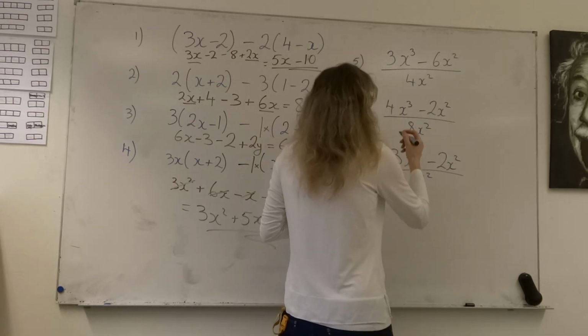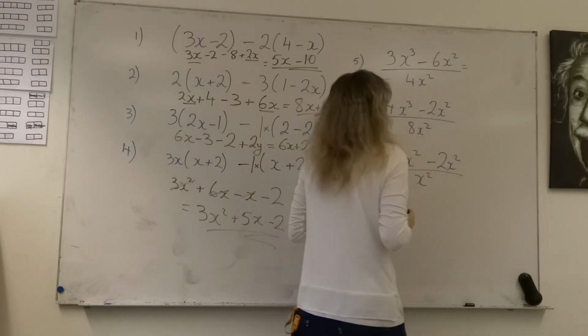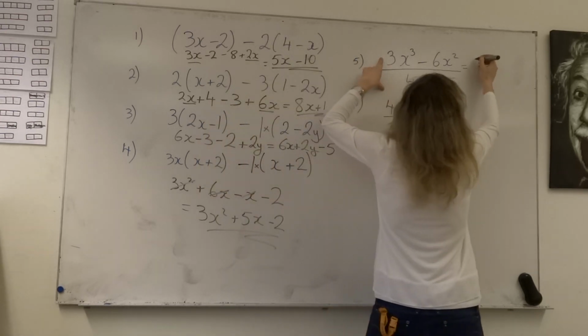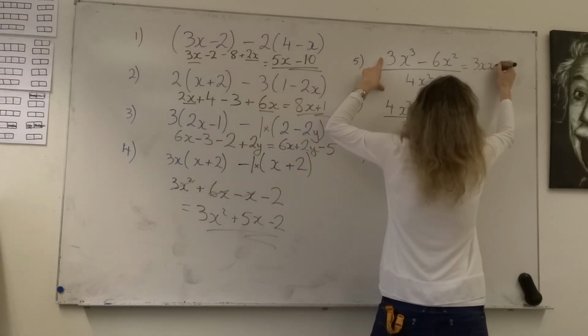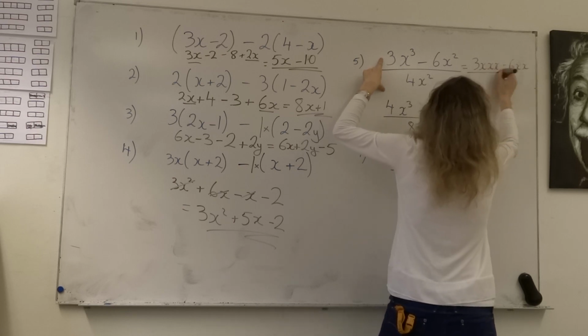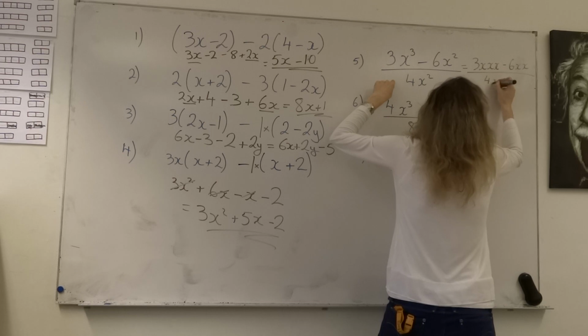Well, what we can see here is we have two different ways of working it out. I'll show the way that I started to show you. You have here 3x² minus 6x², all divided by 4x.